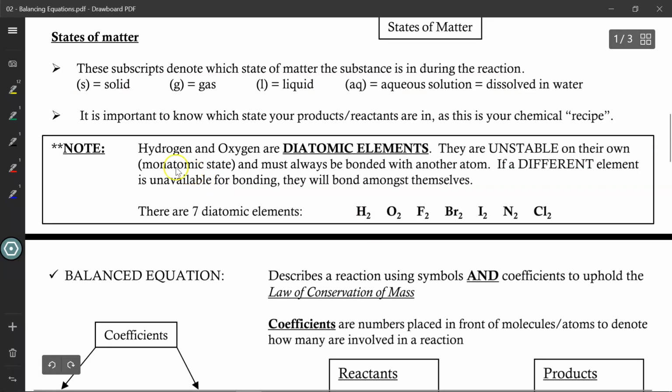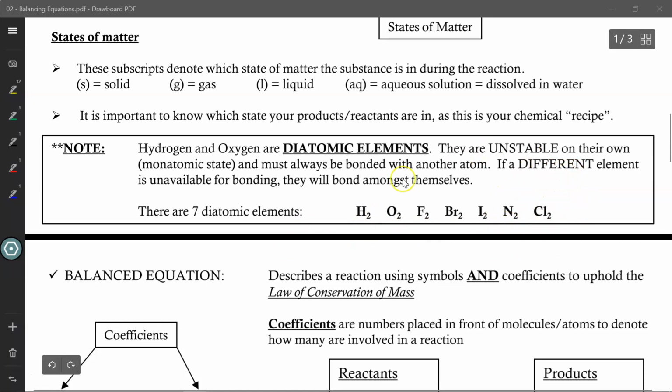This is because hydrogen and oxygen are diatomic elements. These are elements that are unstable on their own in their monatomic state, mono meaning one, atomic meaning atom, so single atom state, and they must always be bonded with another atom. If a different element is unavailable for bonding, they will bond amongst themselves. So you must never write these 7 diatomic elements on their own. You'll never see it just as H or O or F, Br, I, N, Cl on their own. They'll always be H2, O2, F2, Br2, I2, N2, Cl2. They must be bonded with either a different element or themselves.